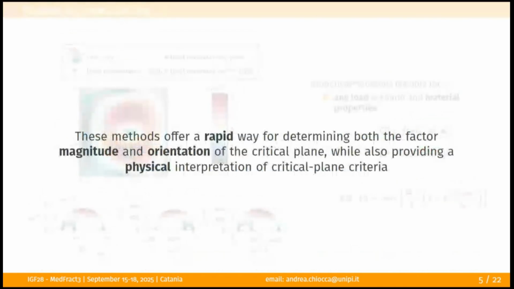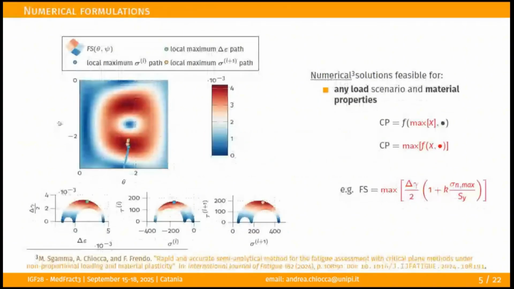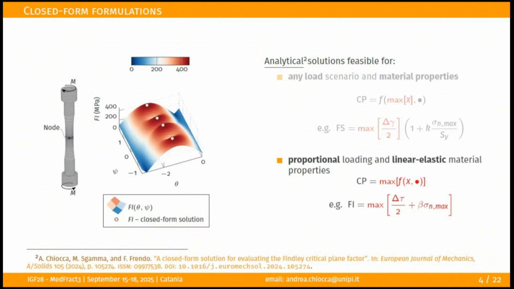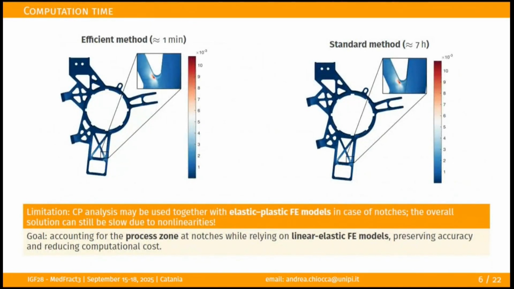So now we have some methods that offer a rapid way to evaluate critical planes. They are easy to implement in finite element models or in post-processing programs like Python, MATLAB, and so on. And they also provide a physical interpretation of what is going on with the critical plane factor, like, for example, finding infinite planes because of the definition of the Fatemi-Socie in this case, something that the scanning is not really providing. So that's the first goal, but there is also a problem. We can speed up the computation a lot.